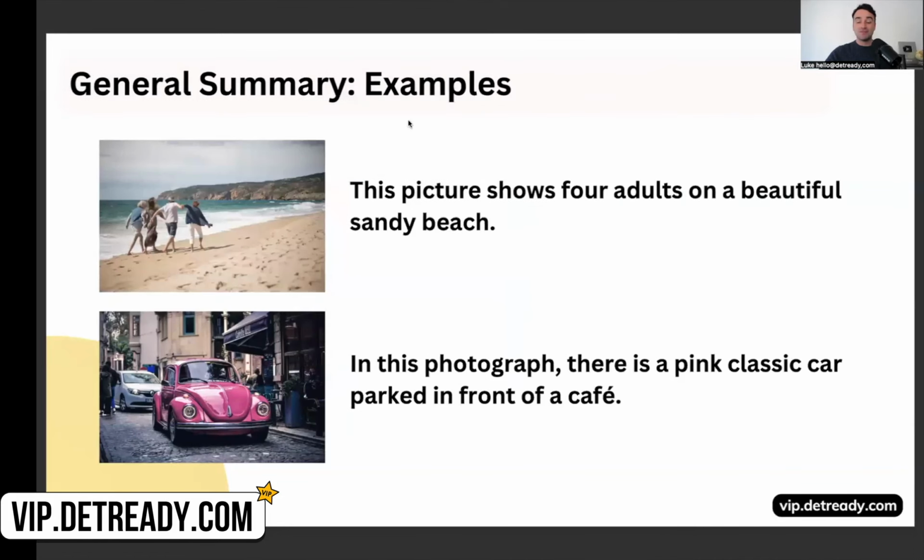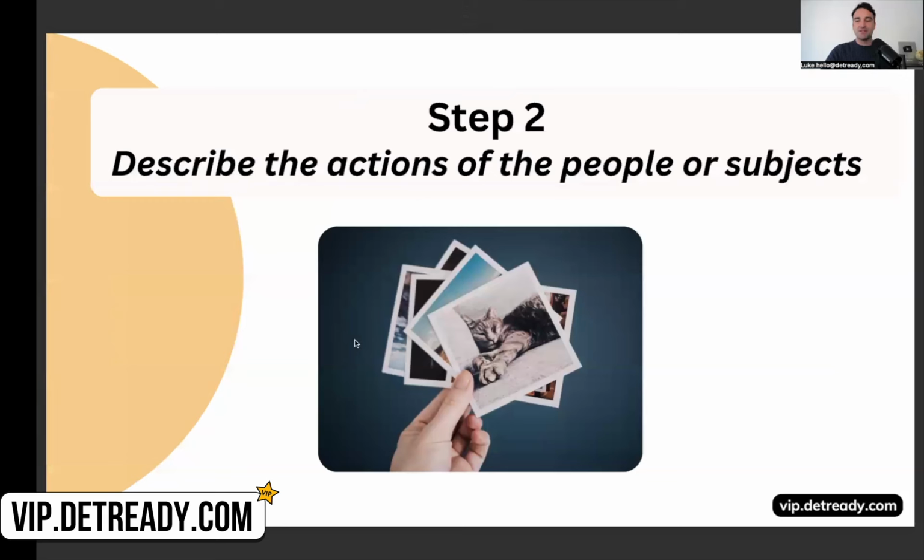Just some examples. So here are my examples. I wrote, this picture shows 4 adults on a beautiful sandy beach. In this photograph, there's a pink classic car parked in front of a cafe. So you can see it's very simple. You don't have to go into too much detail. Your sentence doesn't need to be long and complicated. Just a simple sentence to begin.